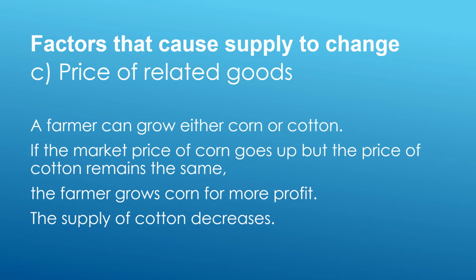Price of related goods also changes supply. So here is an example. A farmer can grow either corn or cotton. So if the market price for corn goes up, but the price of cotton remains the same, then growing corn is going to make more profit. So because of that, the farmer is going to grow more corn.